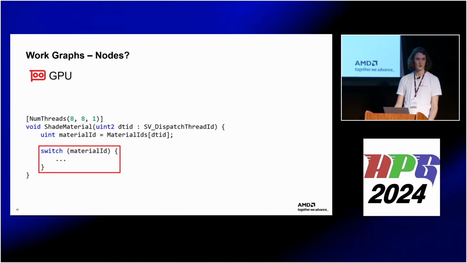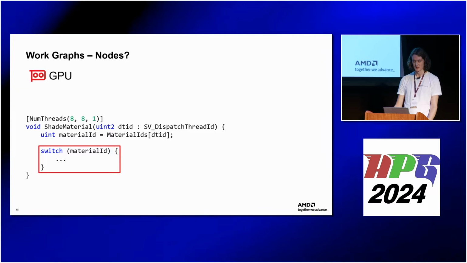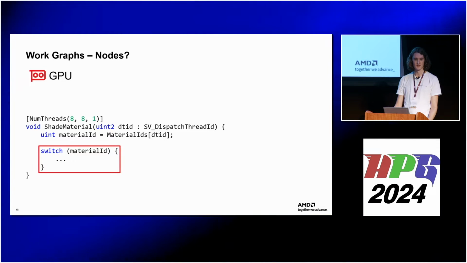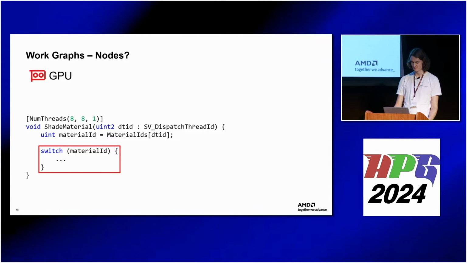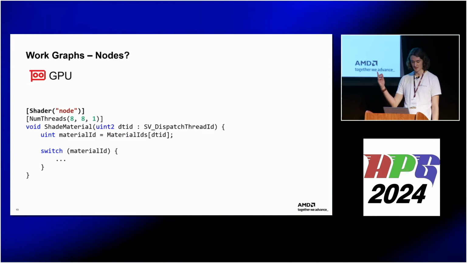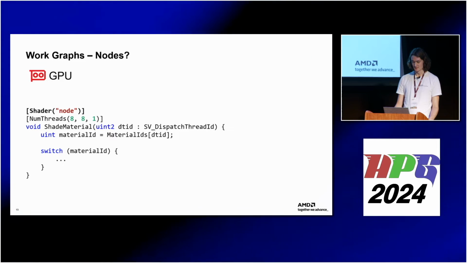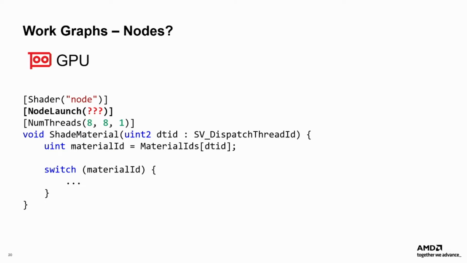And over the course of this talk, we're going to see how work graphs can actually help us to transform this material shading example into a GPU-driven material shading that's quite friendly to the GPU. So the first step is we create a node, and that's very easy. You just write my shader is now a node. And then the next thing you have to figure out is, okay, how do I want to launch this node?